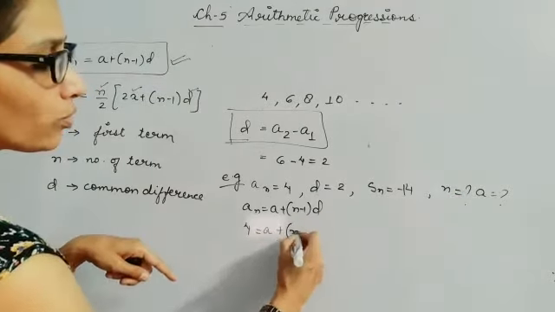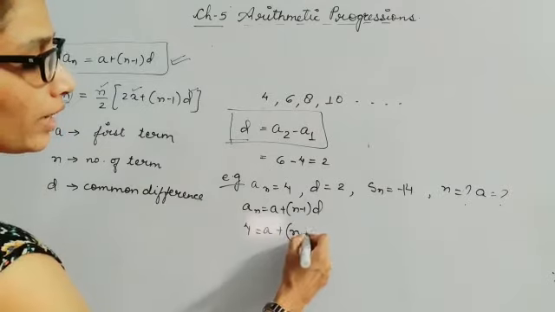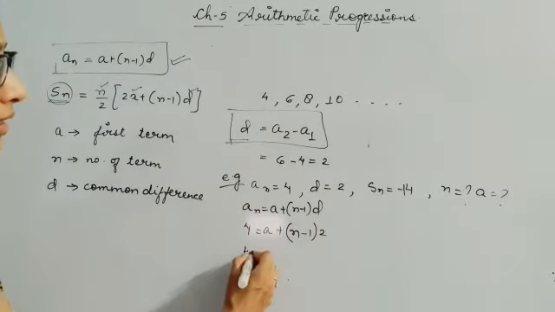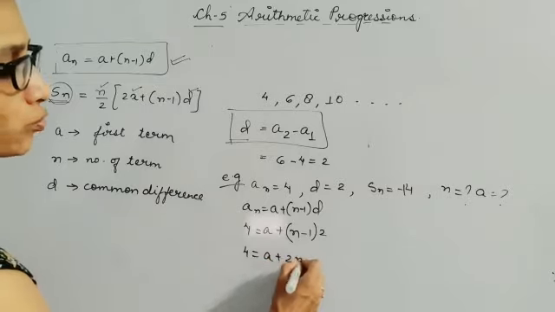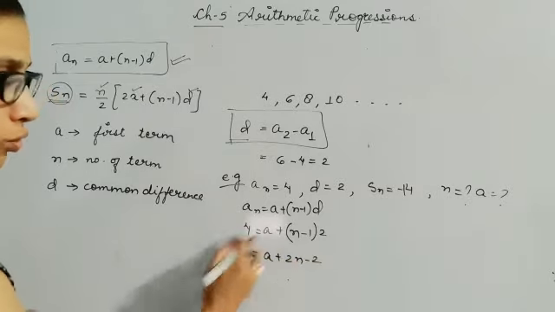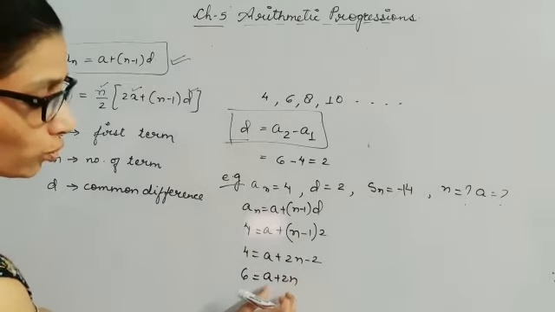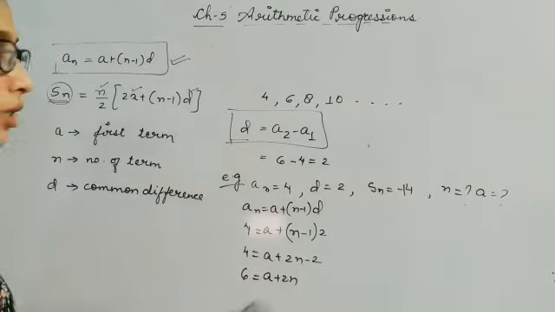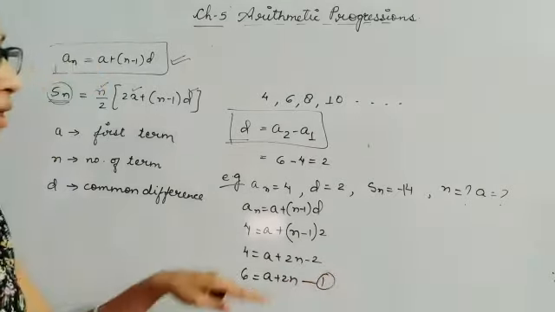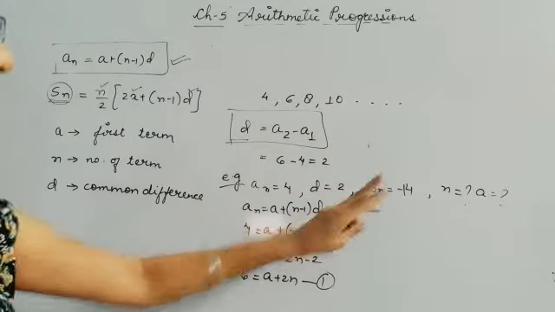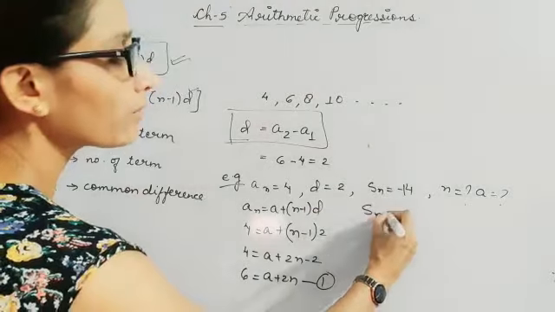I don't know n, I want to find it out, so it is n minus 1 into d. So here on solution I will be getting 4 equal to a plus 2n minus 2, or 2 can be taken that side, so 6 equal to a plus 2n. Now two things are unknown in this, so I will be leaving it here only. Then I am given the sum of n terms, so I will be applying my formula.